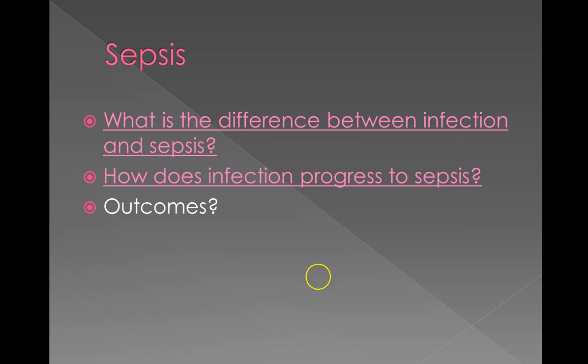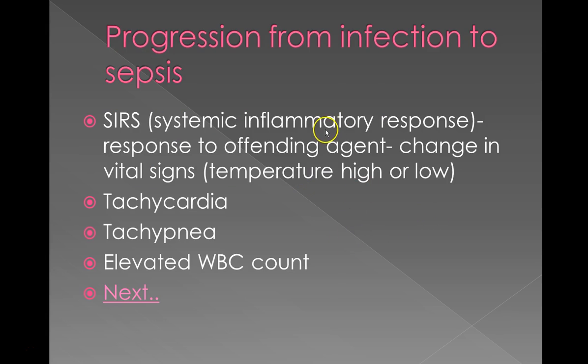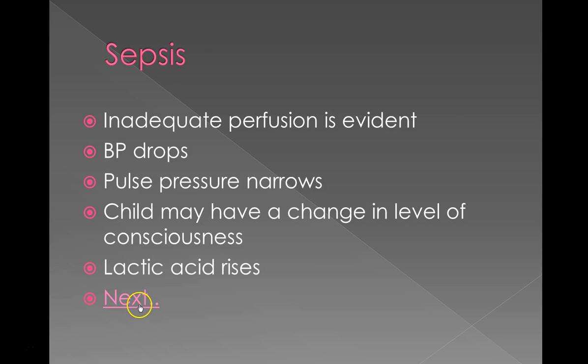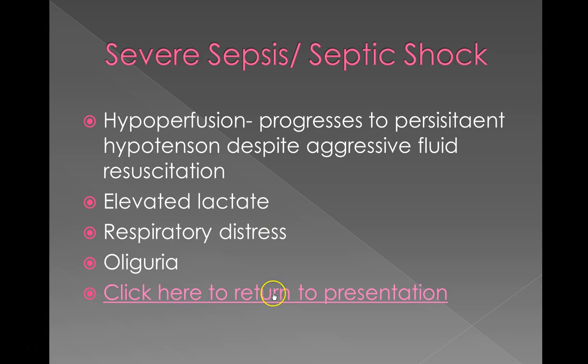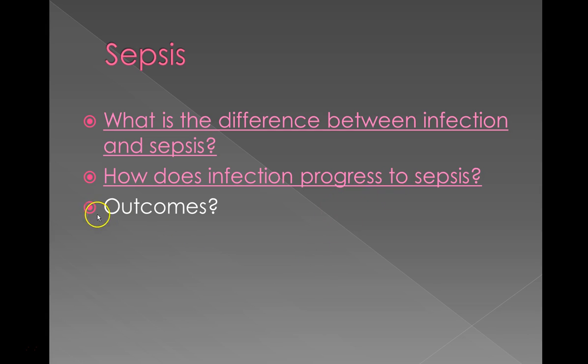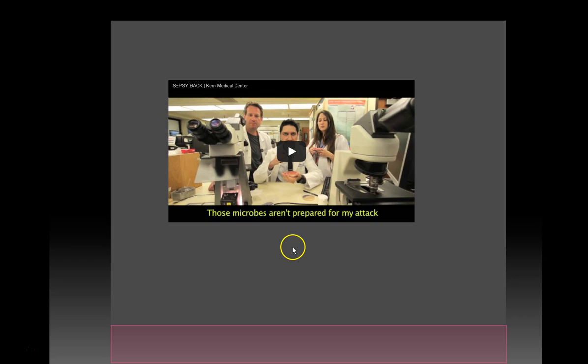Then you'll click here to return to this slide. How does the infection progress to sepsis? This gives you just a little bit more definition. Again, talking about the difference between infection and sepsis and going through the worsening of the symptoms. And then you're going to go back to the presentation. And then we talk about outcomes.